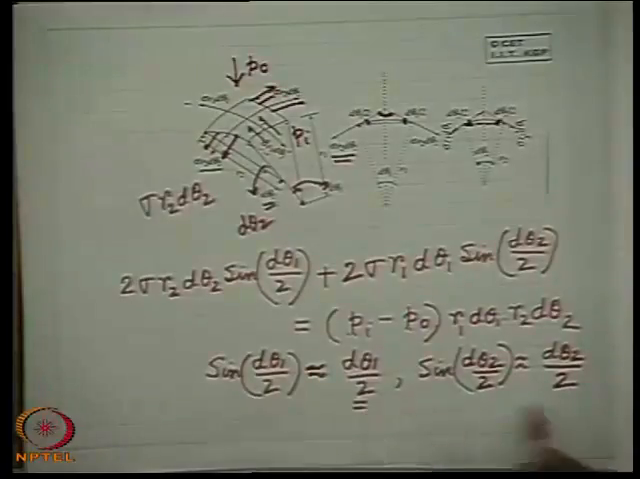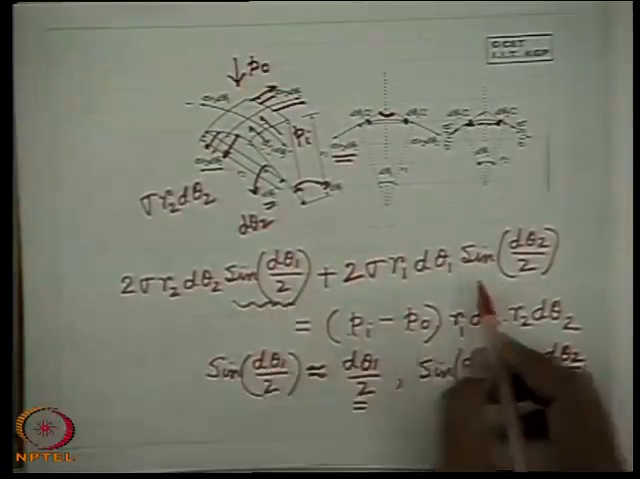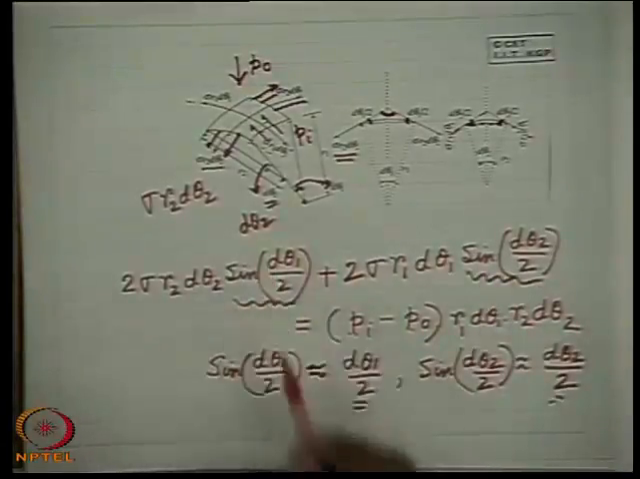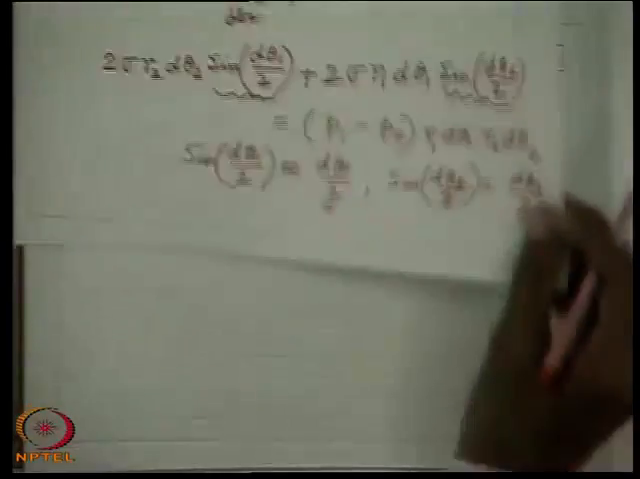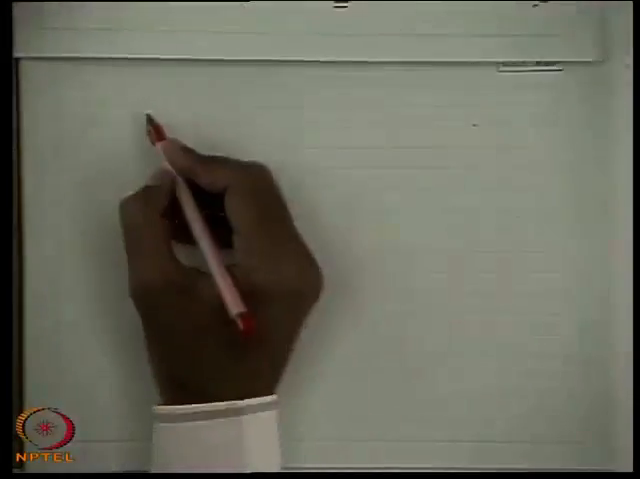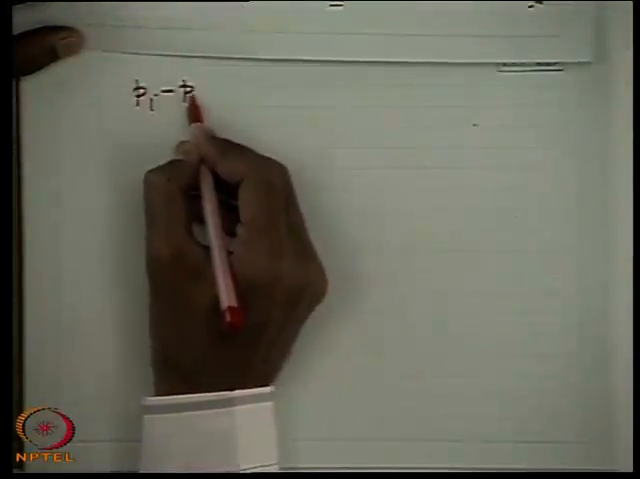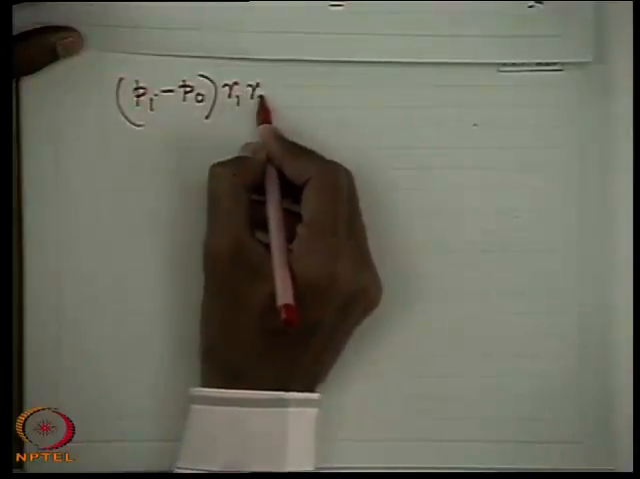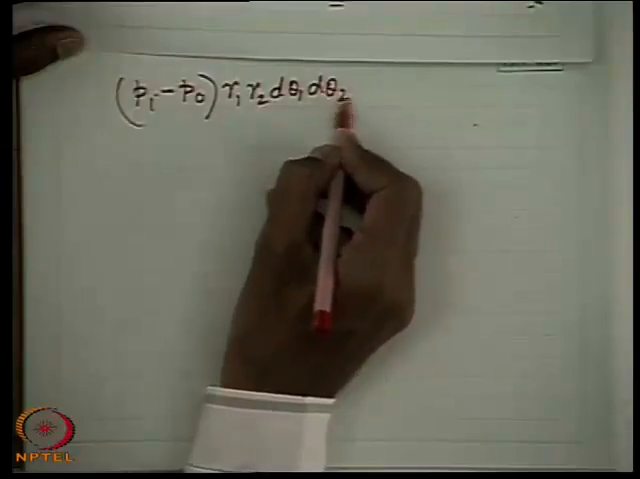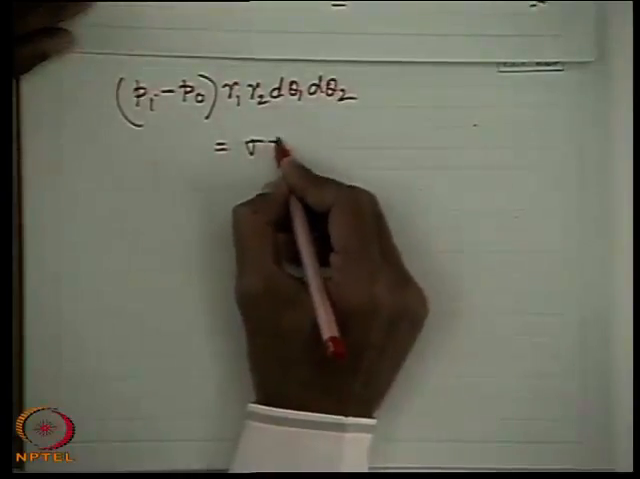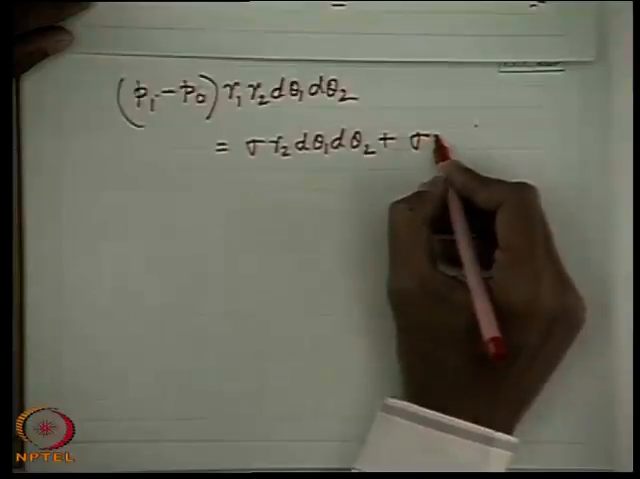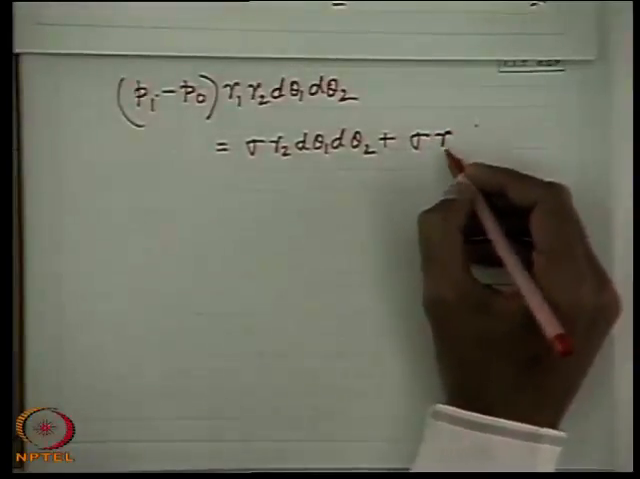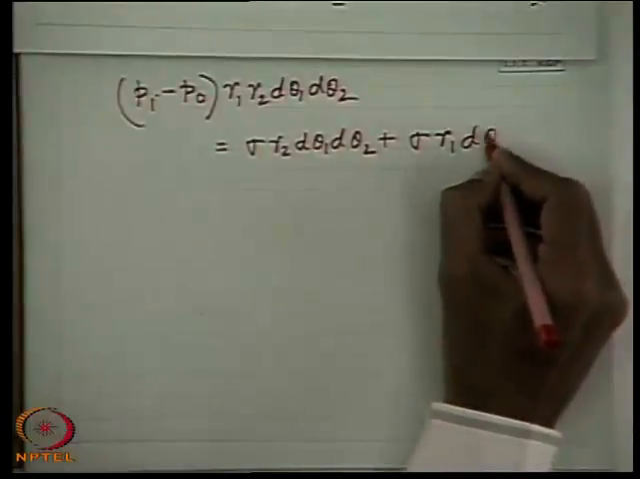So if we now substitute in place of sine d theta 1 by 2, I substitute d theta 1 by 2, and in place of sine d theta 2 by 2, I substitute d theta 2 by 2, and then by simple simplification, I get Pi minus P0 into R1 R2 d theta 1 d theta 2 is equal to sigma R2 d theta 1 d theta 2 plus sigma R1 into d theta 1 d theta 2.